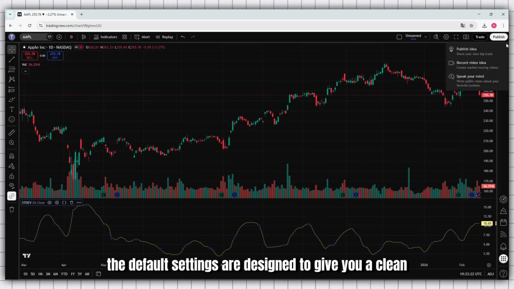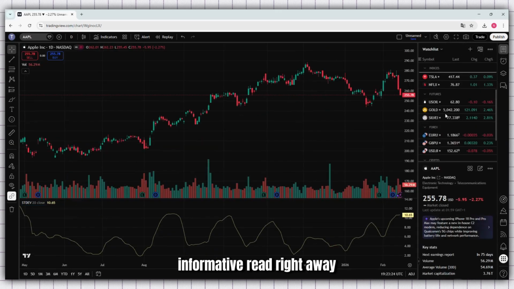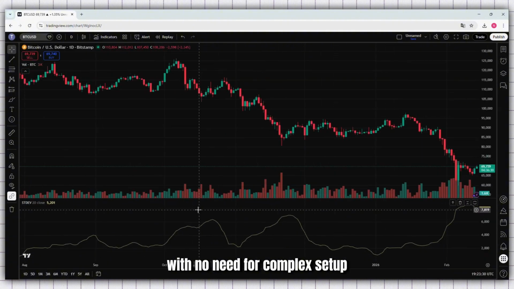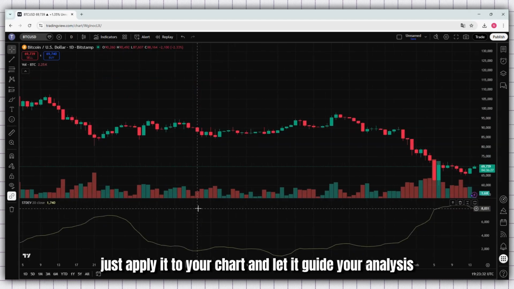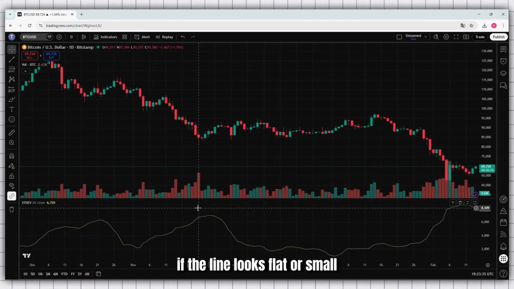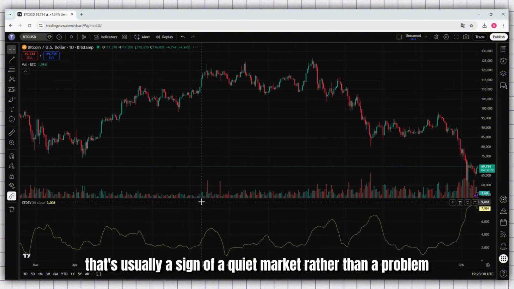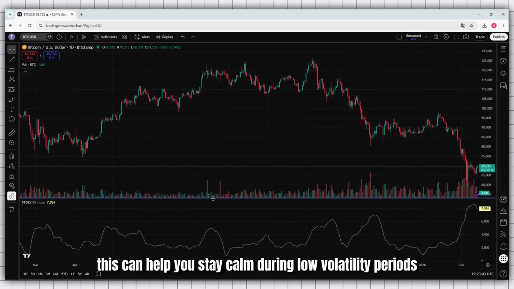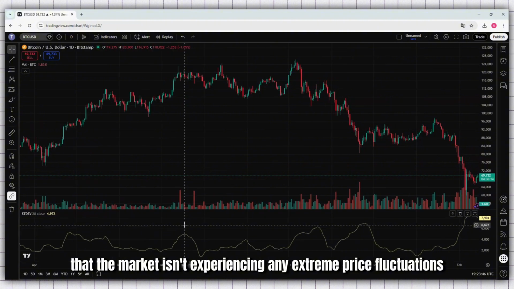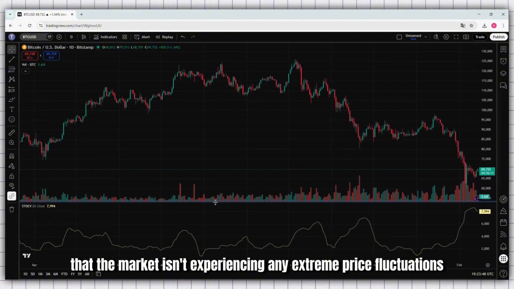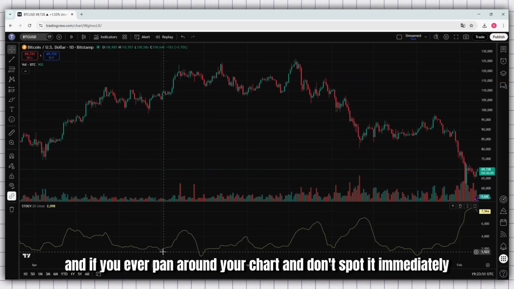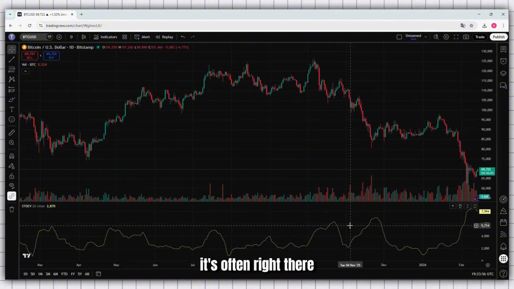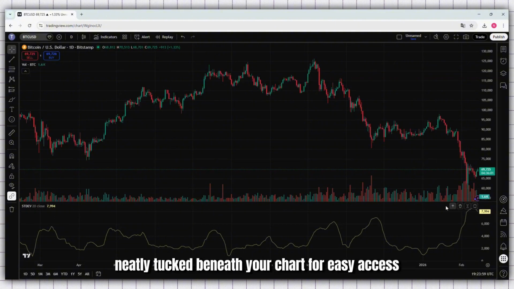The default settings are designed to give you a clean, informative read right away. The standard deviation indicator is intuitive and easy to use, with no need for complex setup. Just apply it to your chart and let it guide your analysis. If the line looks flat or small, that's usually a sign of a quiet market rather than a problem with the tool. This can help you stay calm during low volatility periods, as you'll know that the market isn't experiencing any extreme price fluctuations. And if you ever pan around your chart and don't spot it immediately, look for the separate panel just below your candles. It's often right there, neatly tucked beneath your chart for easy access.